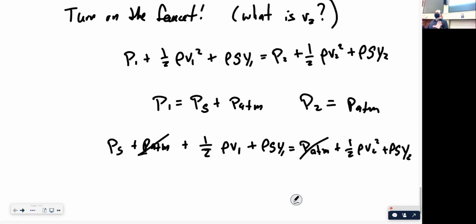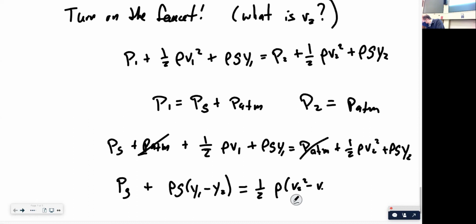Let's bring all the things that we know to the left-hand side of this equation and all the things that we don't know to the right-hand side. So we know what the gauge pressure is, and we don't know what the velocity is, but we do know what the y's are. So I've got P_G, the gauge pressure, plus rho g times (y1 minus y2). I've done basically the same thing I did before. I'm bringing the y2 term over, subtracting the two and combining terms. Equals, the terms I don't know are the ones with the velocity, so let's move all those to the right-hand side of the equation: 1/2 rho times (V2 squared minus V1 squared).